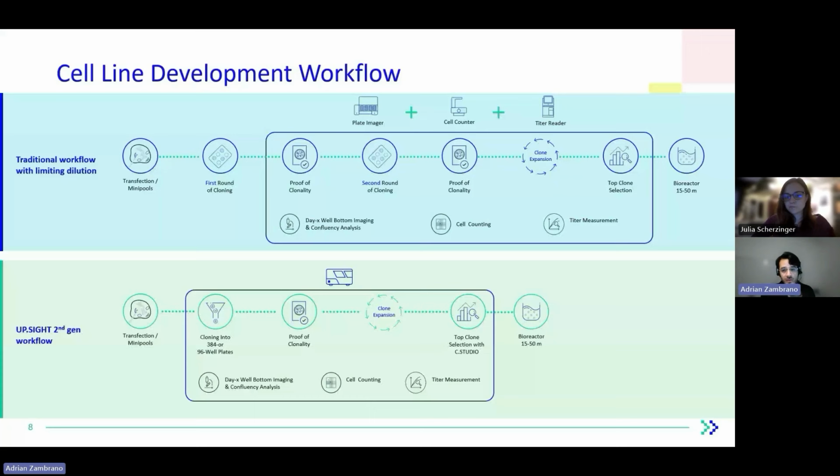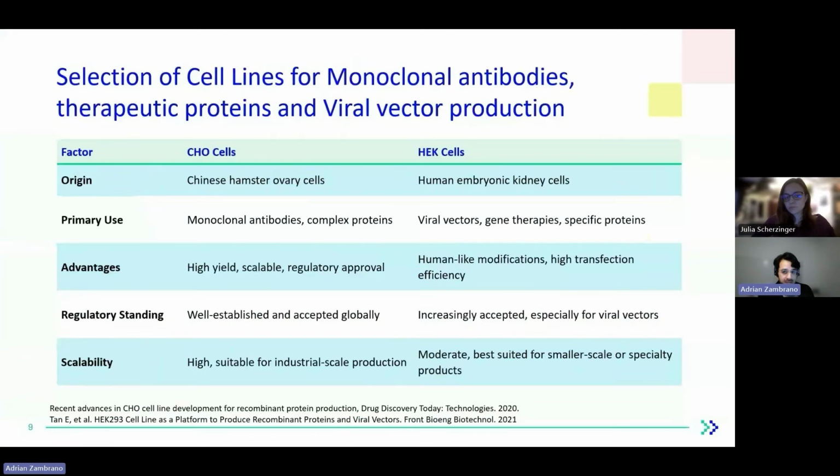But rather I want to focus on the actual cell culture aspect of it and efficiency of cloning. Let's start from the basics, the 2 main cell lines that we will talk about, and that's CHO cells and HEK cell lines. Basically, how do you select those cell lines? They're mostly driven by the primary use, right? As an example, you'll be looking for HEK cell lines if you're going to work under viral vector production or gene therapies.